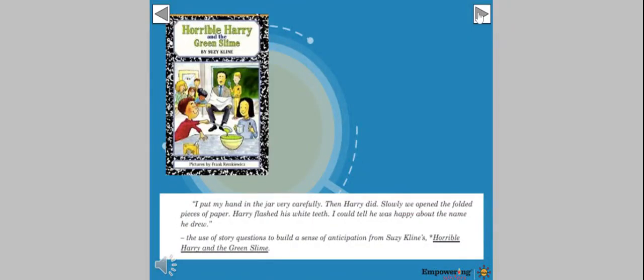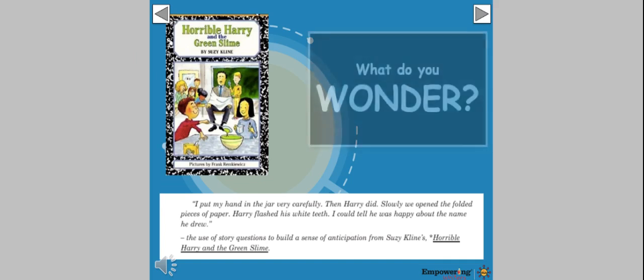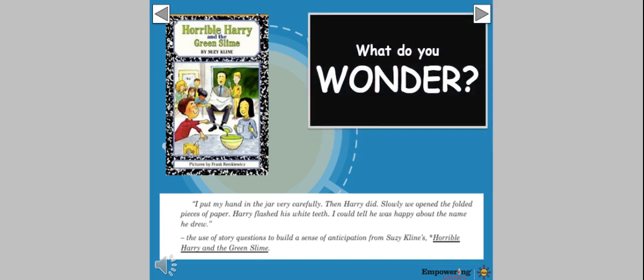Here's a little example from Horrible Harry and the Green Slime. Some of you might have read this. It's written by Susie Klein. I want you to think, what do you wonder after reading this? I put my hand in the jar very carefully. Then Harry did. Slowly we opened the folded pieces of paper. Harry flashed his white teeth. I could tell he was happy about the name he drew. So what are you wondering?